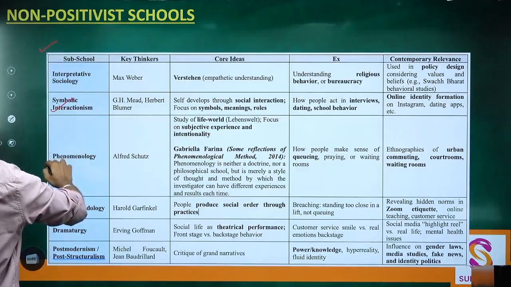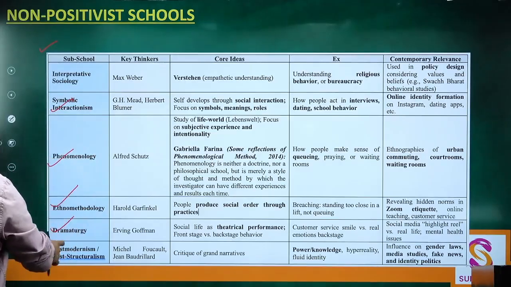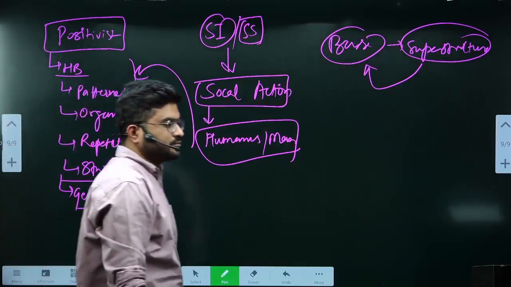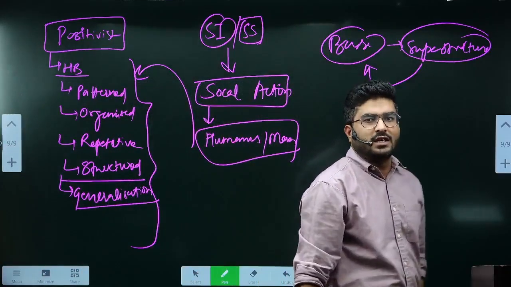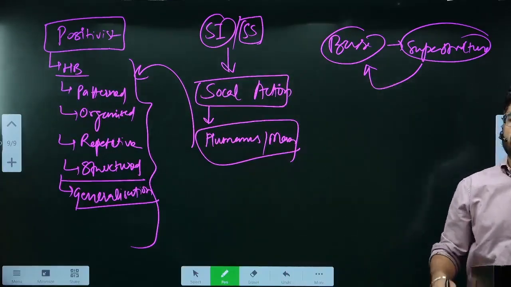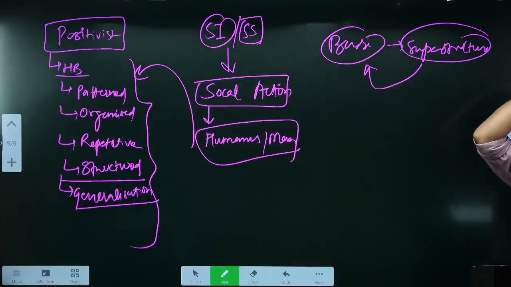interpretative, symbolic, phenomenology, ethnomethodology, dramaturgy, structuration theory of Anthony Giddens, all those criticize that thing. Okay, how they criticize that thing and why they criticize that thing, that we will try to know now.